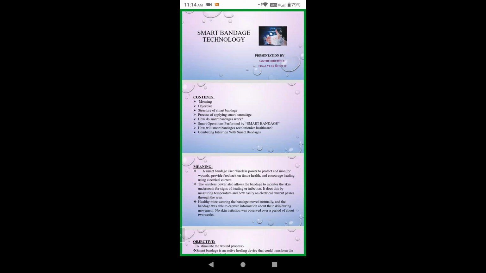Rajlakshmi College of Arts and Science. I'm here to share a presentation on smart bandage technology. Nowadays, smart bandage technology plays a significant role on the medical side. In this module, I will present the meaning of smart bandages and how smart bandages work effectively on the medical side.